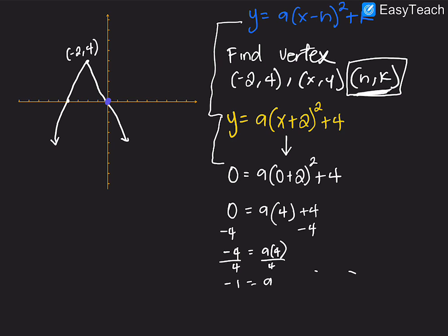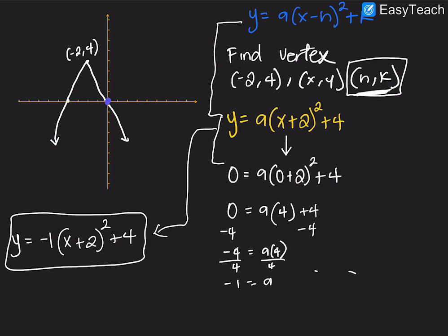So we're going to take this equation right here, and we're going to put a for it. So y is going to stay the same. We're not going to have a 0 anymore. We're just going to have a y. We're going to have our -1 in place of a. Our x is going to stay the same. We're not going to have a 0 anymore, but we're going to keep our +2 and +4. And now we're done. This is now in that form. And that's our final answer.